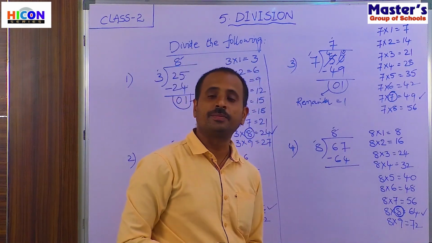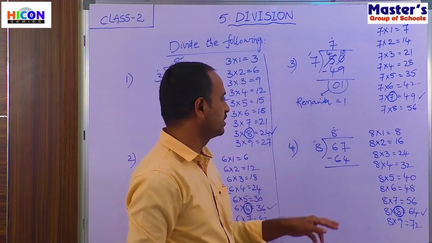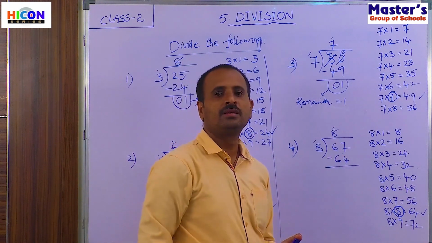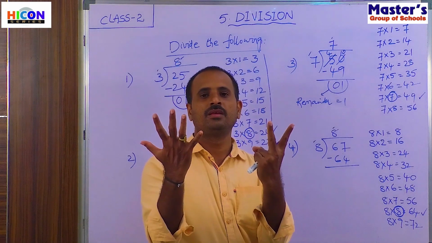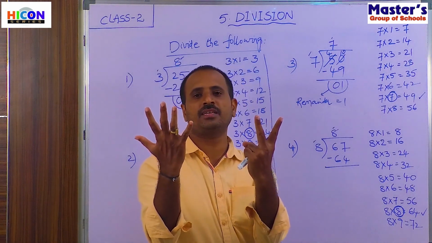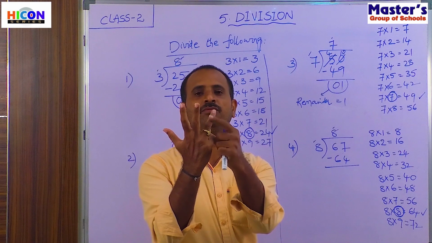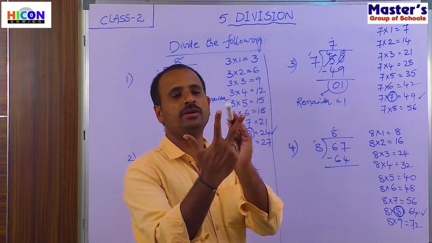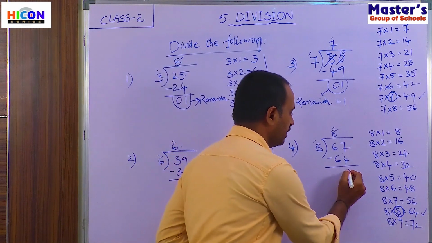Now subtract the digits present in the ones place first. What are the digits in the ones place? 7 and 4. Subtract 4 from 7. That means open 7 fingers and close 4 fingers among these. There is 1, 2, 3, 4. I have closed 4 fingers. How many fingers are remaining? 1, 2, 3. So write 3 here.